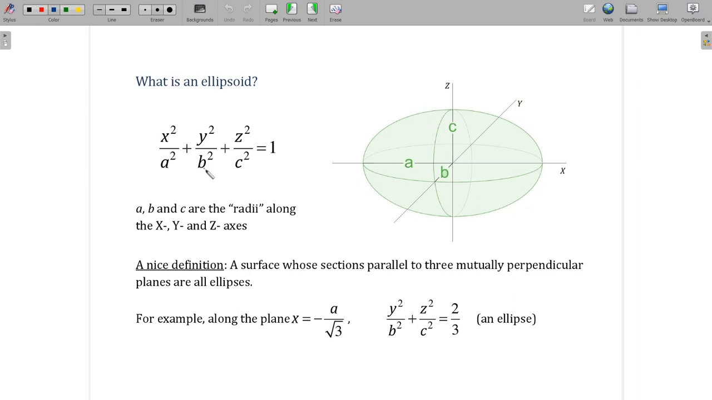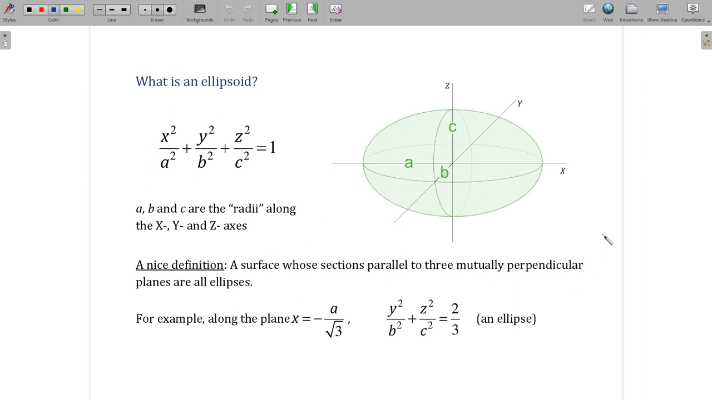Why? Because if you put a value of x which is higher than a here, then no real values of y and z will satisfy the equation, because if you take x square by a square to the right hand side, it will become negative. So just trying to get a feel for what an ellipsoid is. I'm just talking about it because I want to convey the idea that it's not a very difficult concept to understand.